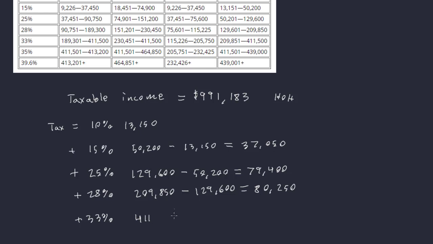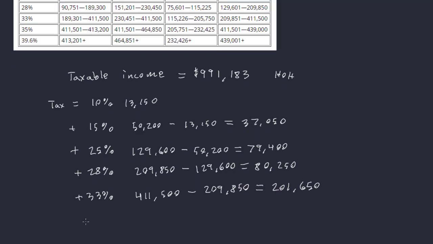So that's going to be everything past 209,850 up to $411,500. So I'll take this $411,500, then subtract out the 209,850 to get 201,650. Then it's 35%. As you can see, this is a fairly tedious process, but we're almost done.